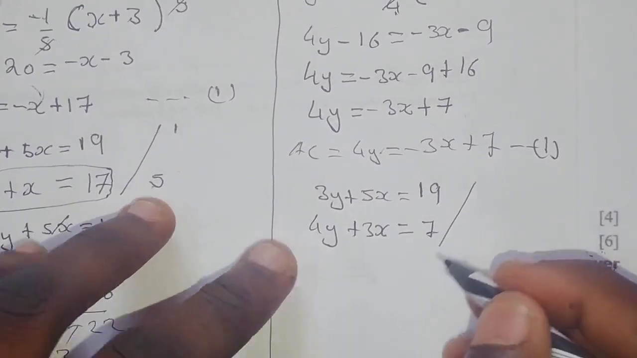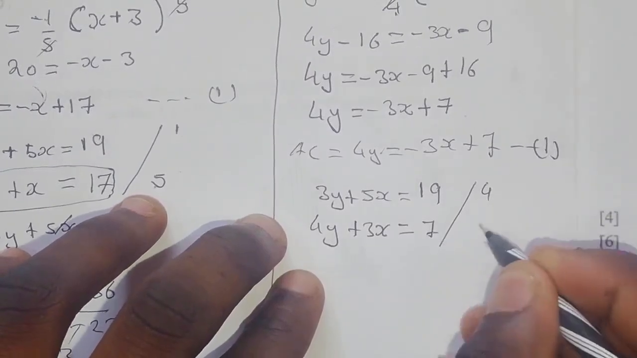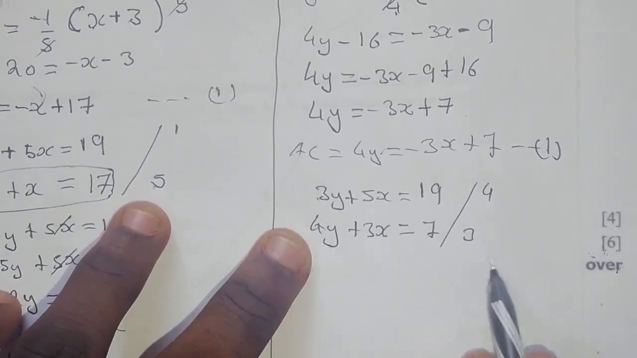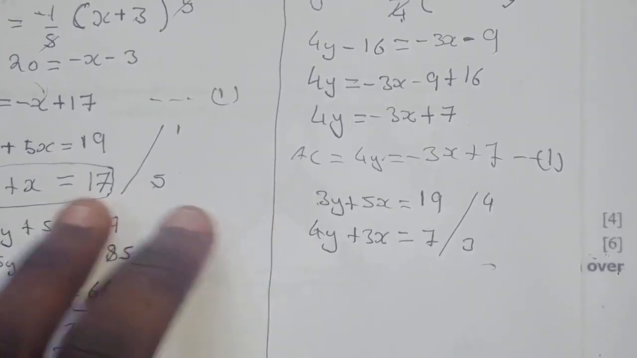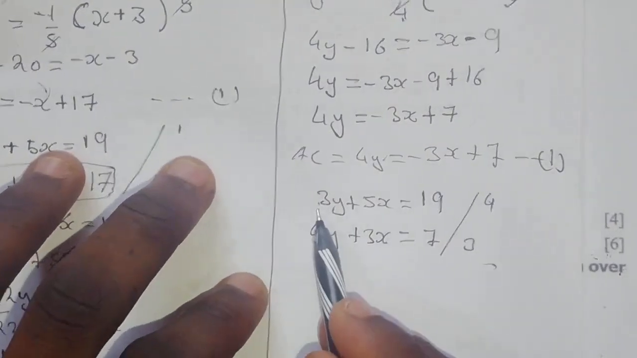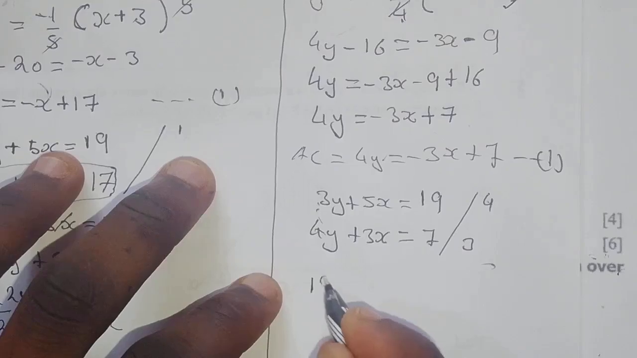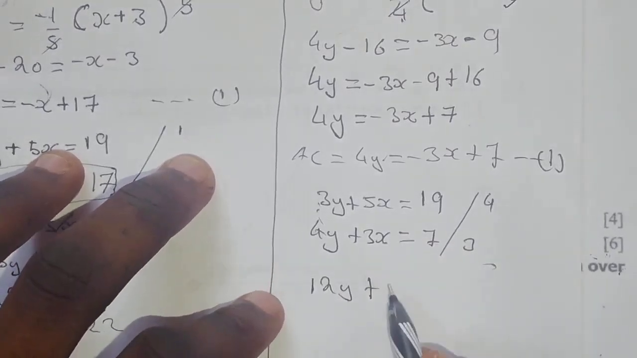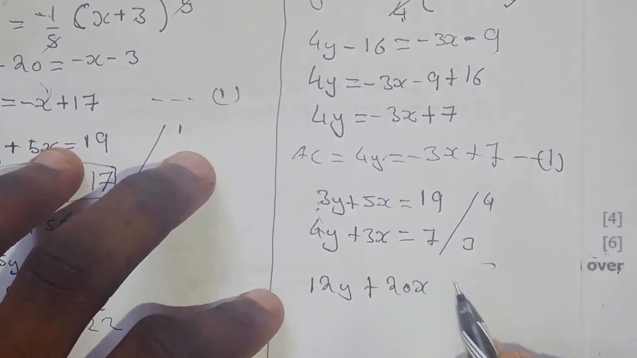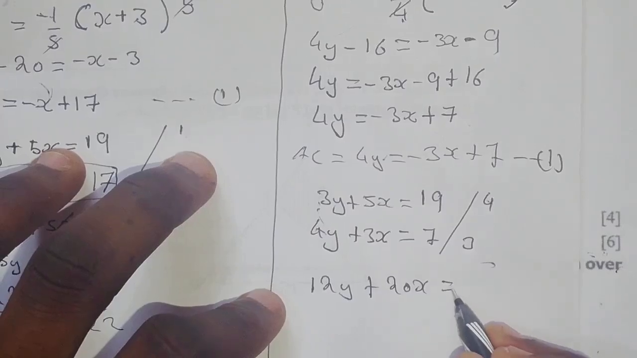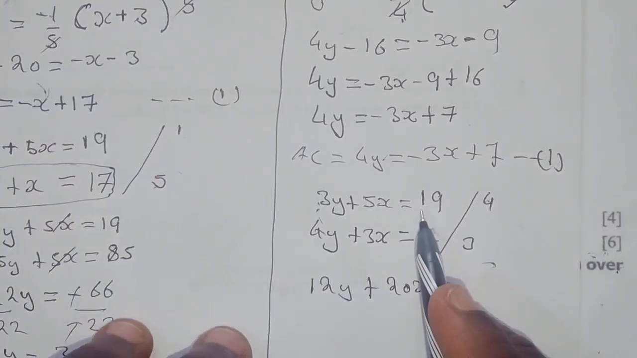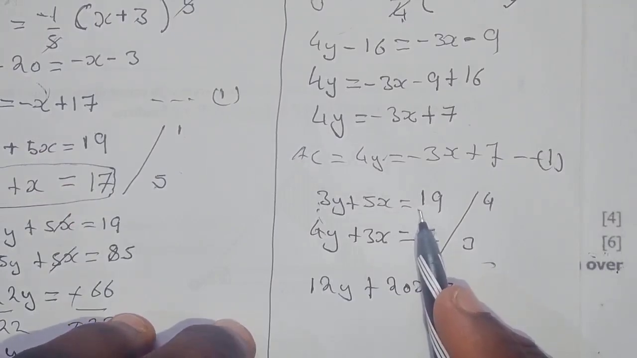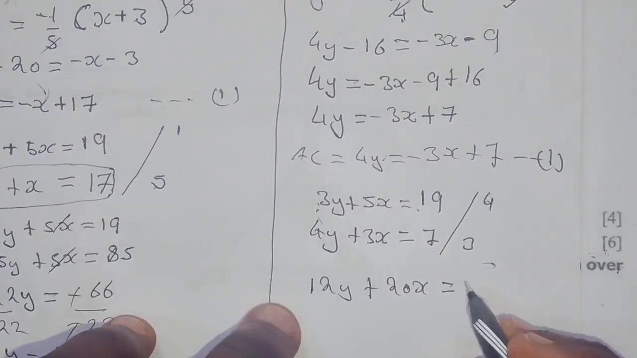We eliminate y. So we're going to have 4 here and then 3 down here. We get this and we put it here. So that's it, we eliminate y. So we have 4 multiplied by 3y, which gives us 12y, plus 4 multiplied by 5x to give us 20x, is equals to 4 multiplied by 19, which will give us 76.